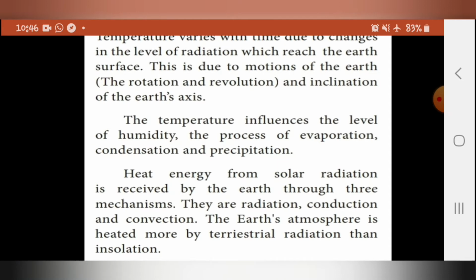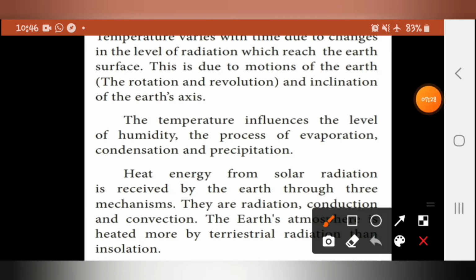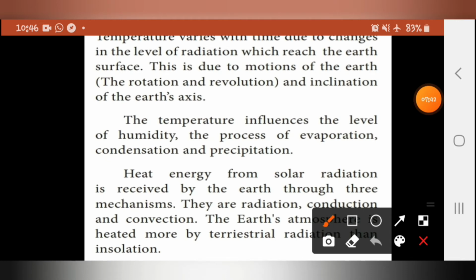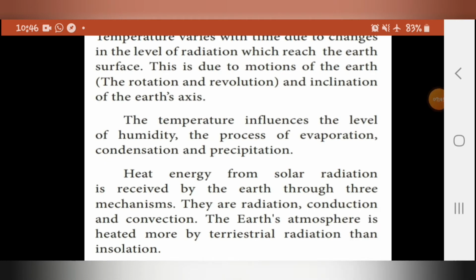The temperature influences the level of humidity, the process of evaporation, condensation and precipitation. Heat energy from solar radiation is received by the earth through 3 mechanisms. We will see what those 3 mechanisms are. The first one is radiation, the second one is conduction, and the third one is convection. The earth's atmosphere is heated more by terrestrial radiation than insolation.